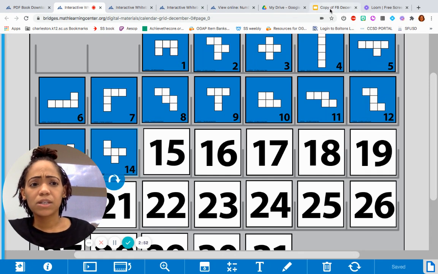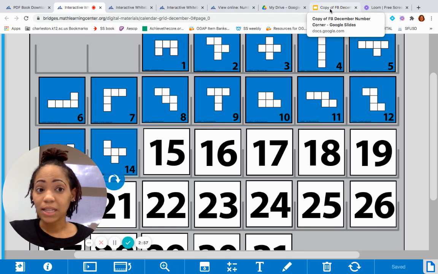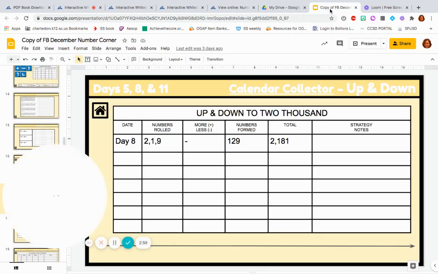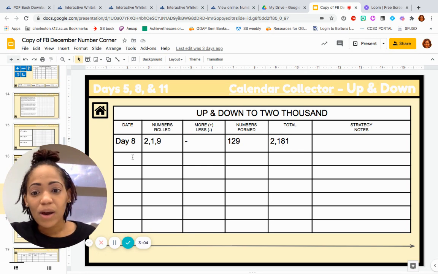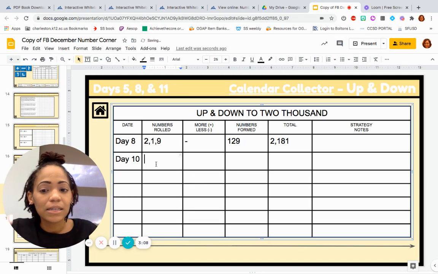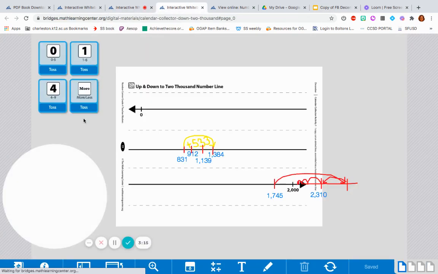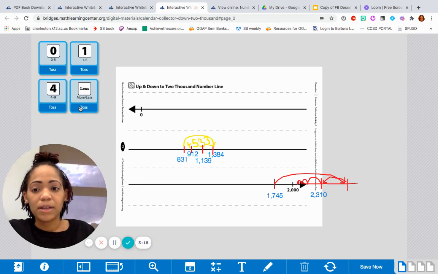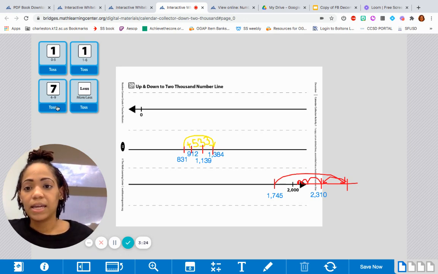The next thing I wanted to talk about very quickly is we did not do our calendar collector on Friday of last week, so we missed a day, but that's okay because we already passed 2000. Today I would like to update it, so I'm just going to go ahead and put that we are on day 10, so we didn't do it for day 9. That's okay. Let's roll and see what we get. Are we going to play for more, or are we going to play for less? Go ahead and toss all my numbers.